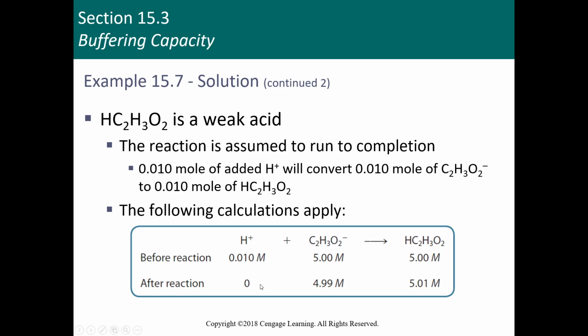After we have done this reaction, we'll have no H+. We'll have lowered this number 5 to 4.99, which is minus that 0.01, right? And this number right here, which is our acetic acid, will have went up to 5.01. Notice we moved 0.01 from here to here. All right.